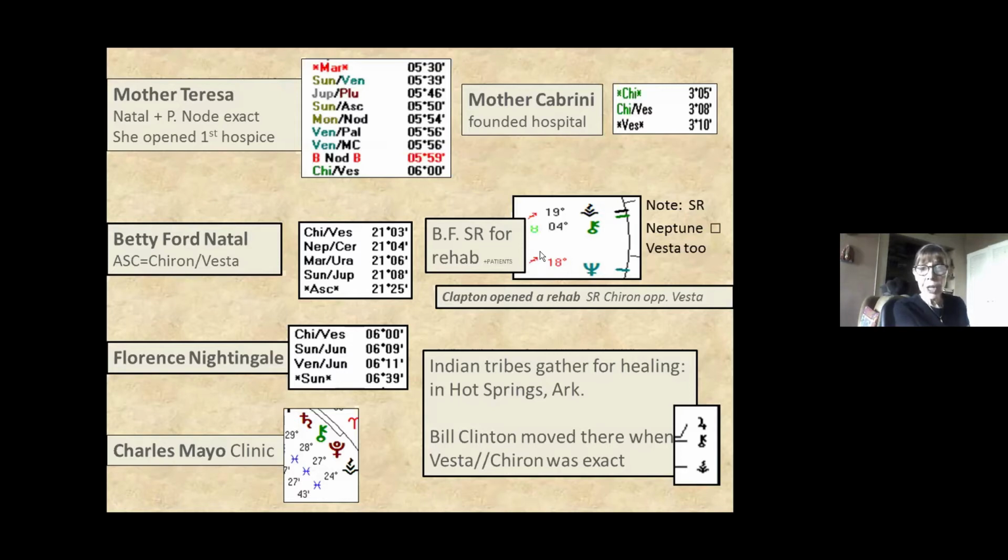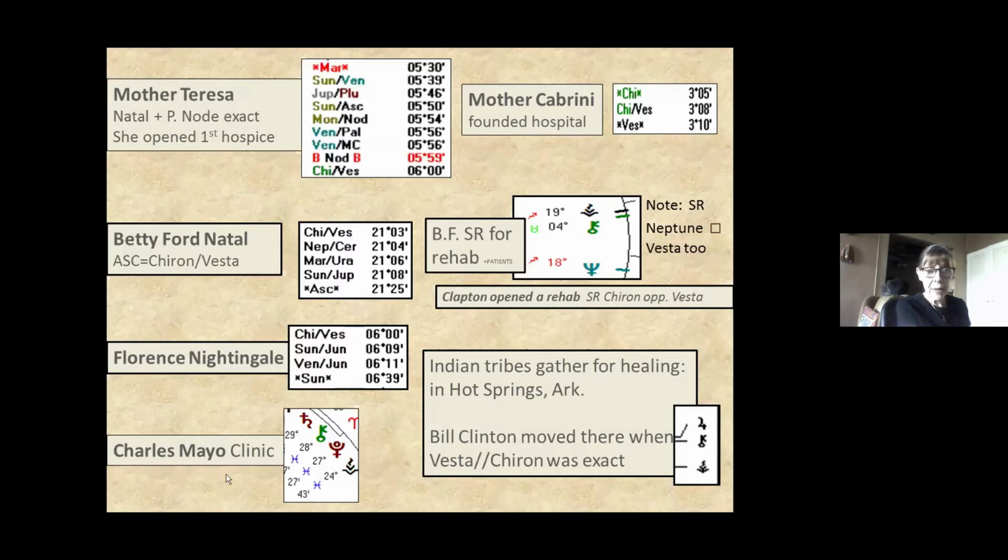And when she went into rehab, here was her solar return. She had Vesta Chiron, and she also had Neptune Chiron. We talked about that a minute ago, that it is similar in meaning to Vesta Chiron. When Clapton opened a rehab, it showed up in his solar return also as a Chiron Vesta opposition. Florence Nightingale, whose statue is in the front of many hospitals, had Sun equals Chiron Vesta, 39 minutes orb.